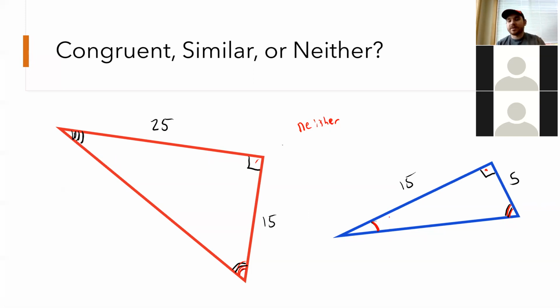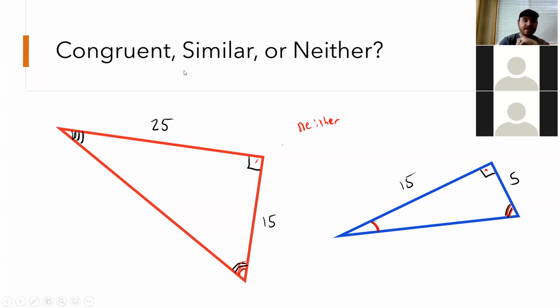Now, the other thing we can look at in this one is actually the side lengths. So these are also not proportional side lengths. We have a 5 and a 15. If we multiply 5 to get up to this 15, we'd have to multiply it by 3. 15 times 3 would not be 25. It would be 45. So the side lengths are in different proportions to each other. So that's another way that we can look at this one. So these ones are neither.